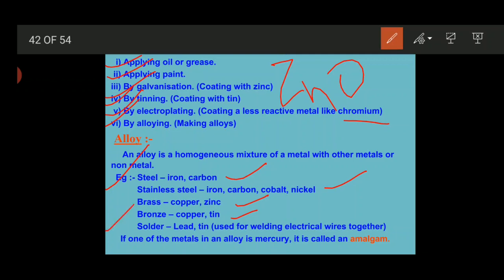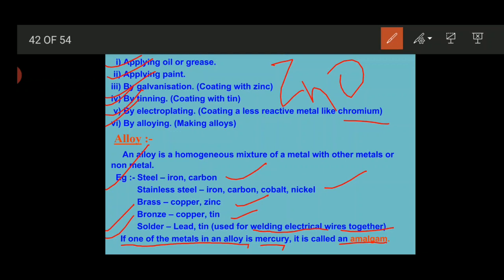Similarly, solder. This solder is used in the welding process also. Lead and tin are used for joining electrical wires together. These are the alloys: steel, stainless steel, brass, bronze, solder. They are all formed by the combination of two or more metals. If any one of the metals is mercury, then it is called an amalgam, and this whole process is called the alloying process. By this, our chapter is over.